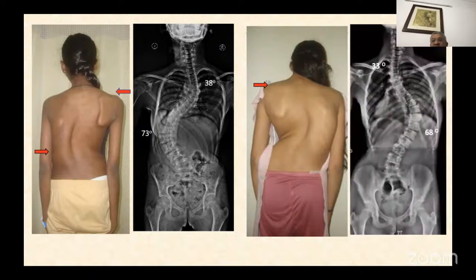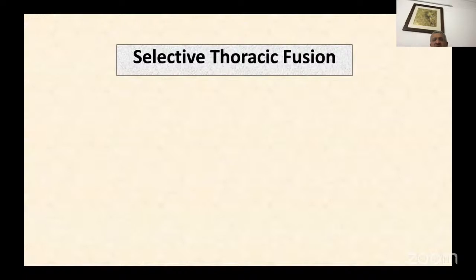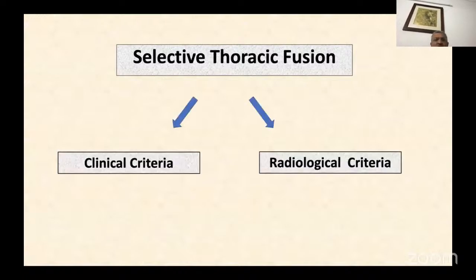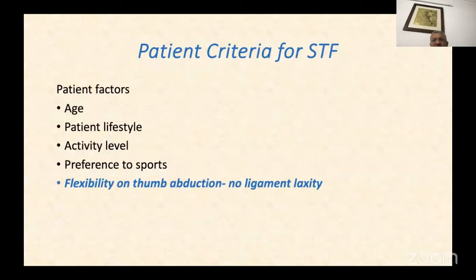Similarly, in this girl, the left thoracic is structural, and therefore you have to look at the shoulder level, the rib prominence, and the loin prominence to decide whether I am going to do a selective fusion or not. Again, there are two criteria we have to look for, the clinical criteria and the radiological criteria. You should preferably not do a selective thoracic fusion in a child who is immature.